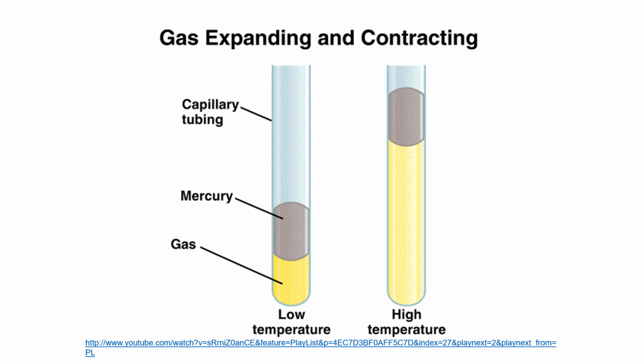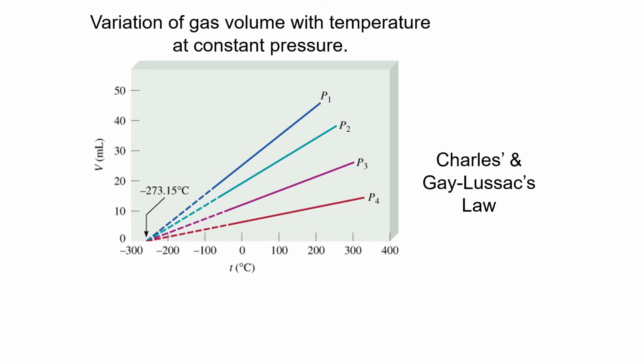So this indicates that volume is directly proportional to temperature, which leads us to Charles' law. And Charles is the individual who studied the relationship between volume and temperature. As temperature increases, volume increases.